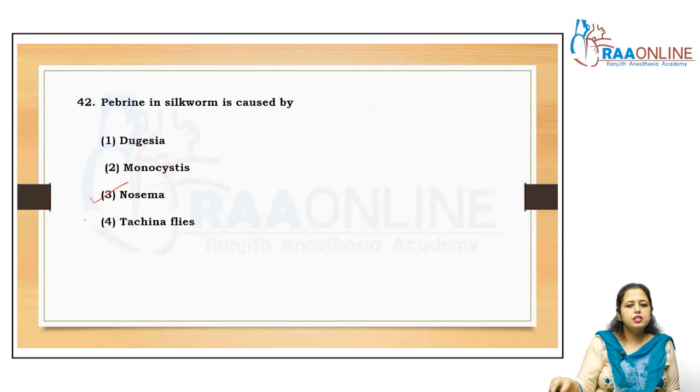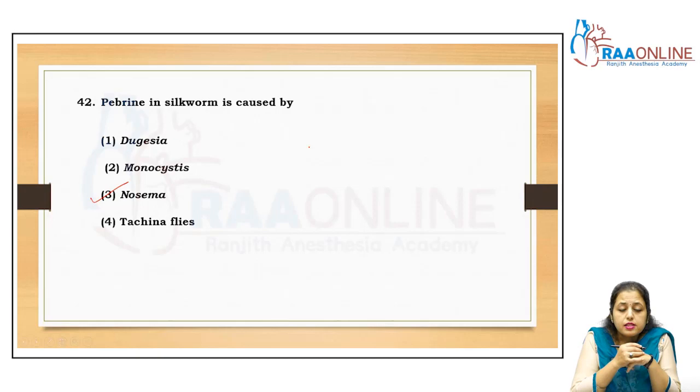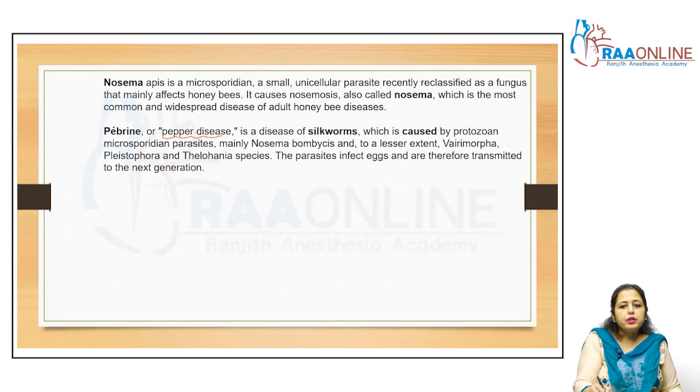Now, in that question, pebrine in silkworm is caused by what? So what is pebrine, right? Silkworm is known as Bombyx mori, or in common name, the silk moth. What is Dugesia? What is Monocystis? What is Nosema? What are the Tachina flies? As we know, what is pebrine? Pebrine is a disease, right? That pebrine is the disease of the silkworm, right?